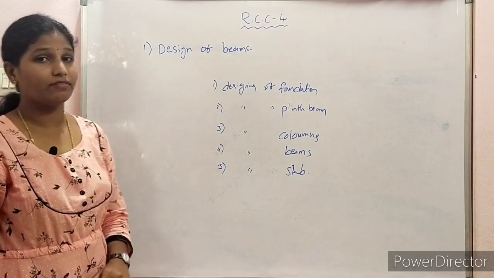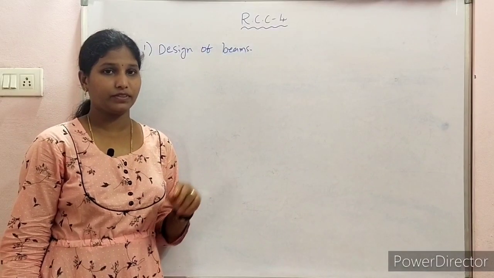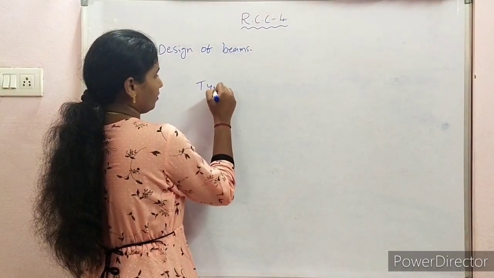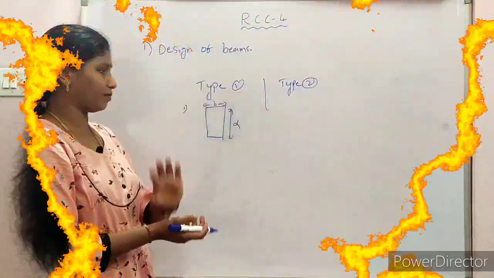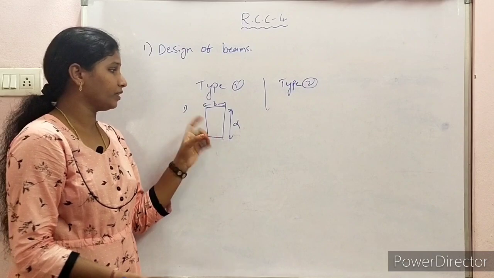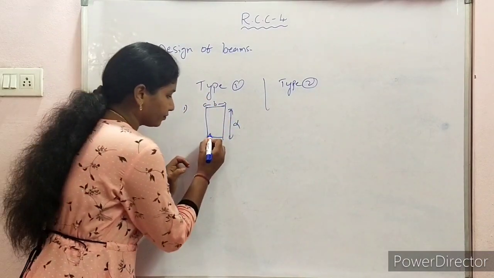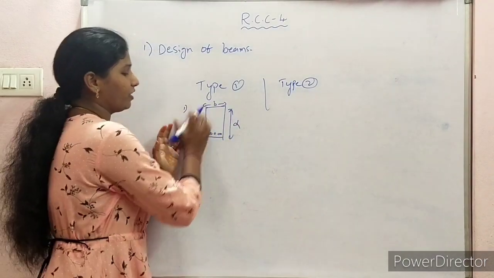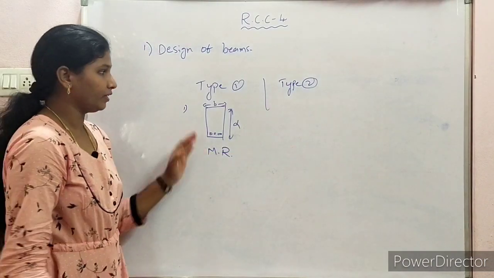Today we will learn how to design the beams, designing of beams by using the limit state method. For solving problems there are two types, type 1 and type 2. In type 1, for the cross section of the beam, total dimensions are given: breadth, depth, clear cover and details about the steel reinforcement. In this we have to calculate the ultimate moment of resistance. This is type 1.